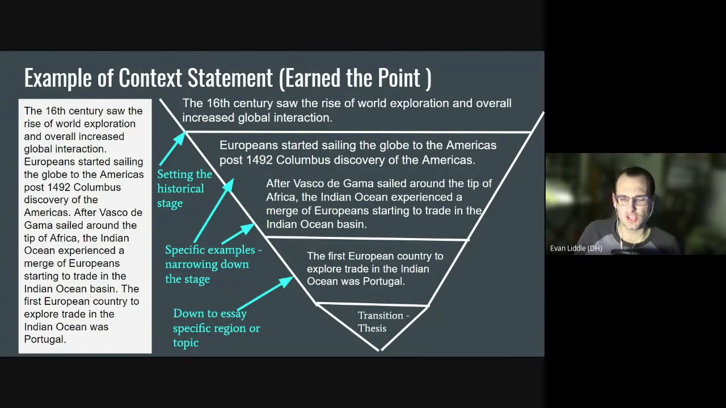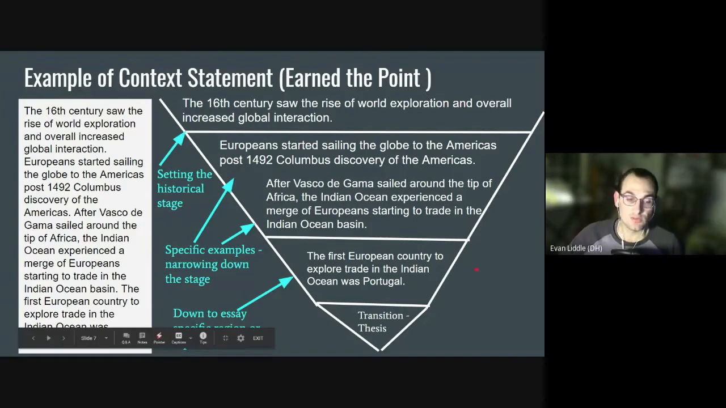Vasco da Gama, I think, for this particular essay would be a great evidence beyond the document, since he's not mentioned in any of the documents. But if this particular student had wanted to do that, they would not have been able to get the points because Vasco da Gama is already mentioned in the contextualization statement. But now you understand what an effective contextualization statement looks like.